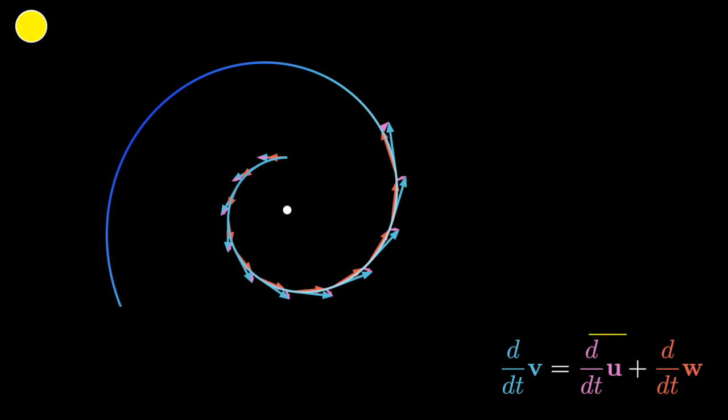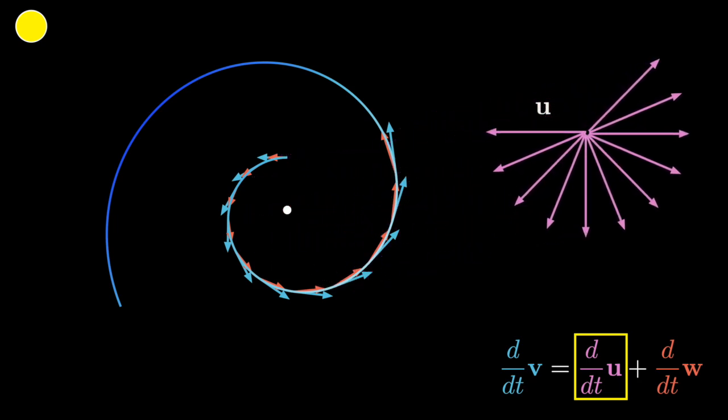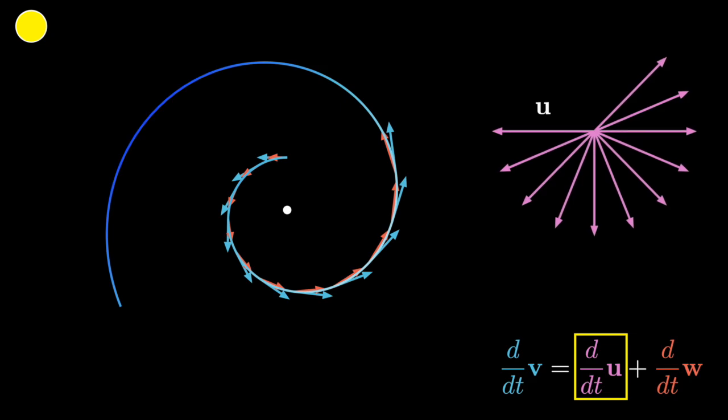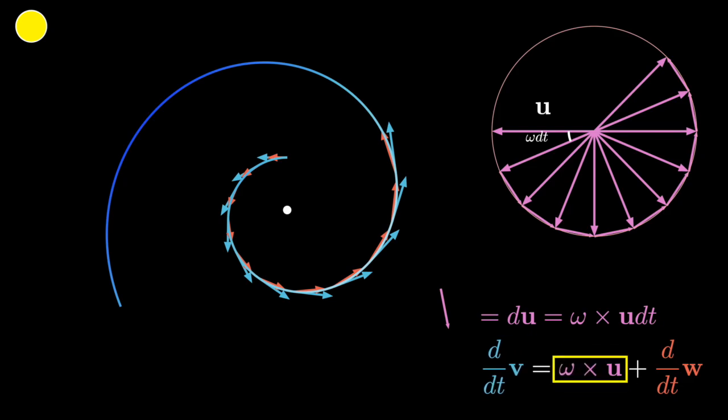So let's start by finding du over dt. To do this, we can collect a bunch of u's from consecutive snapshots in time and gather their tails together at a common center. Since the u vectors would be parallel from the red ball's perspective, their angles are offset by omega dt. This means that as dt approaches 0, the du vector is perpendicular to u, and its magnitude is omega u dt. Dividing by dt and using the right-hand rule, we see that du over dt is omega cross u.